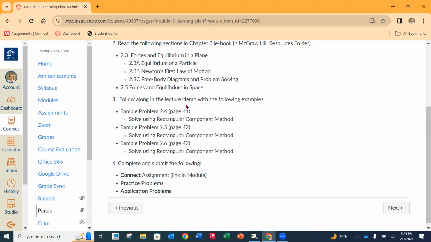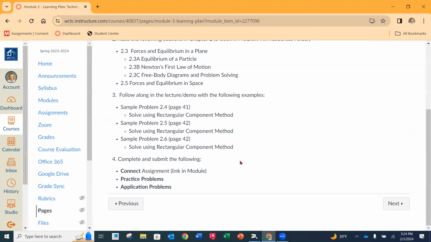2.4, 2.5, and 2.6. We're going to be solving all of these using the rectangular component method. Even though they're going to be solving them differently in the samples, your requirements are the rectangular component method. Okay, so that's why it's important. Make sure that you follow along and write it out the way we have here. If you follow the way that they do it, they will get the same answer, and it is a valid way of doing it. But I want the practice on the rectangular component method.